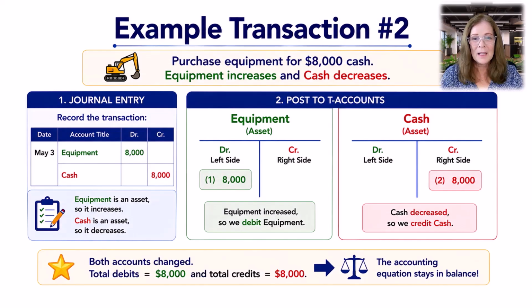Now let's look at this purchase of equipment for $8,000. Equipment increases, so we debit equipment for $8,000 because assets increase with debits. Cash decreases because we paid for the equipment. Since assets decrease with credits, we credit cash for $8,000. Notice that one asset increased and another asset decreased. The total amount of assets stayed exactly the same. They simply changed form.